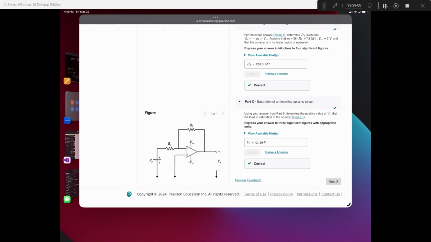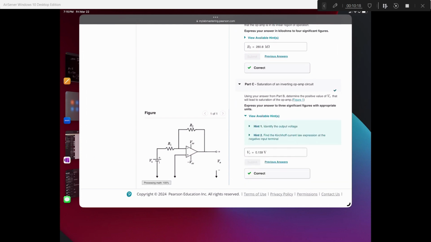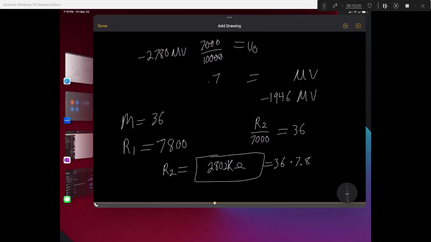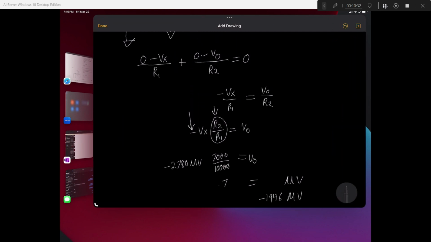Well, saturation, what it really is when you have VCC, if the output tries to exceed that, then it's going to limit it. That's when saturation occurs. So determine the positive value of Vx that will lead to saturation in the op amp for figure 1. Well, how would we do that? Well, we already have our equation right here. Let's copy it over.